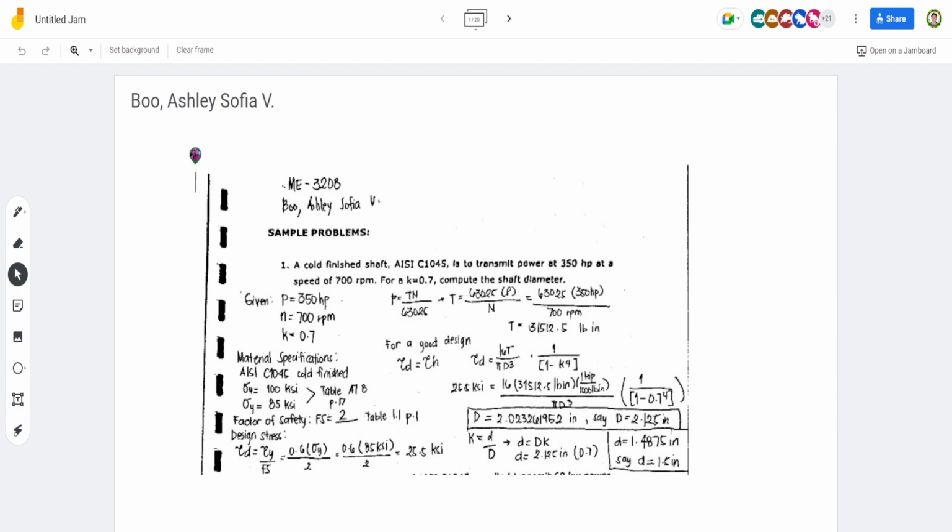Yung D po ay 2.023261952 inches po. And then, gagawin po natin siyang into standard size na 2.125 inches. And then, yun, para naman po dun sa smaller diameter po, ay nanggaling po yun sa diameter ratio po na K equals smaller diameter over outer diameter po. And then from that, makakompute na po natin using that formula na ang value po ay 1.4875 inches and then gagawin pong standard size into 1.5 inches po.